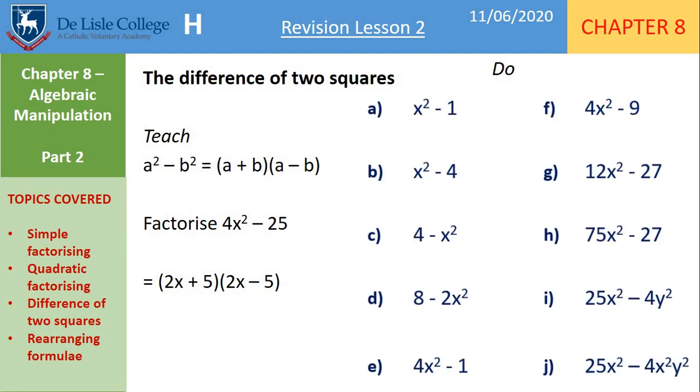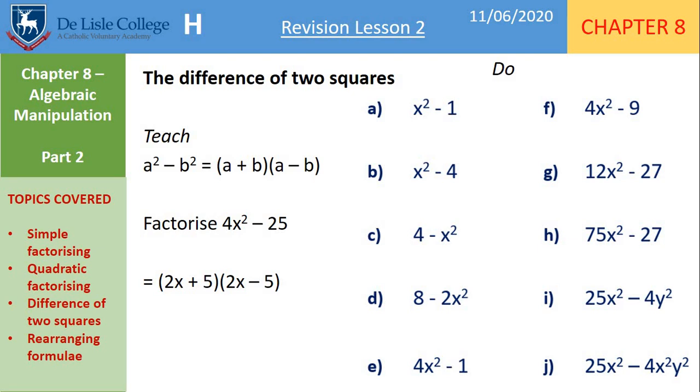You're going to have a go. Write down the question and write down the factorised form. There are a few on there that are not square numbers, so you will need an extra step first. See if you can work out what you will need to do. So pause the video while you work through these.